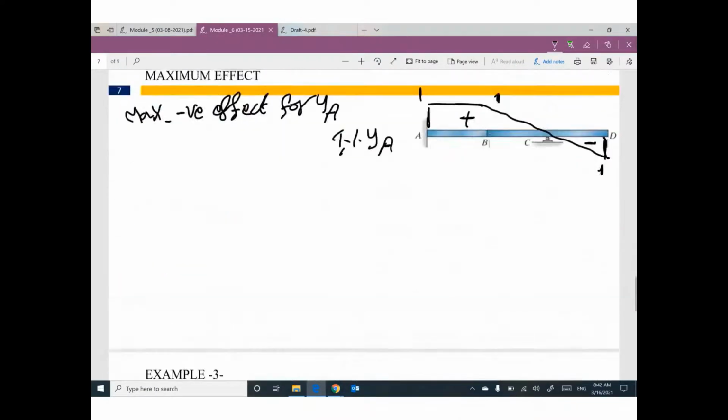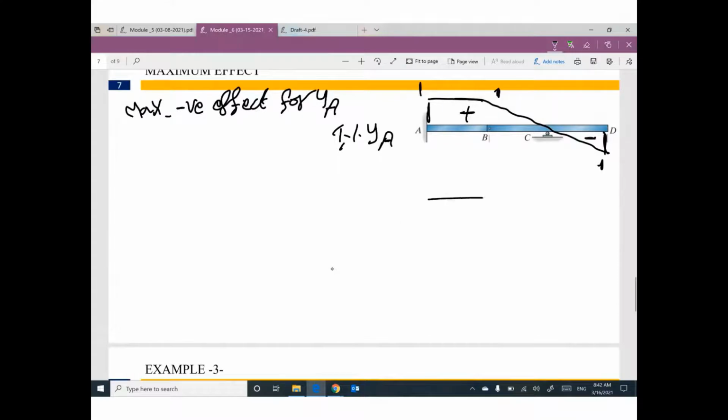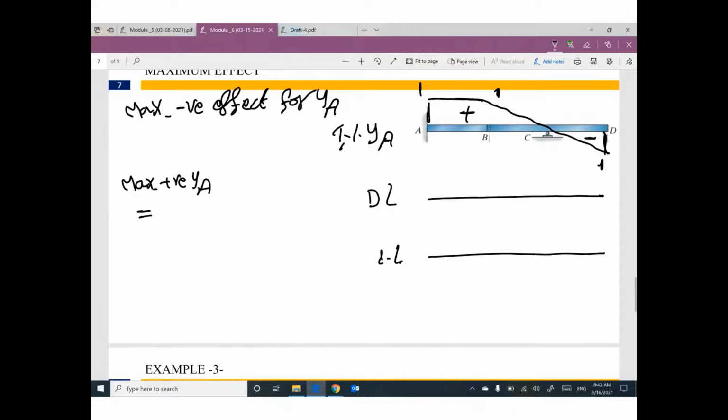Okay. We need to figure out where I can put the dead load, where I can put the live load, and then can you tell me what is the maximum positive YA equal how much? Any help? Where is the dead load distribution?